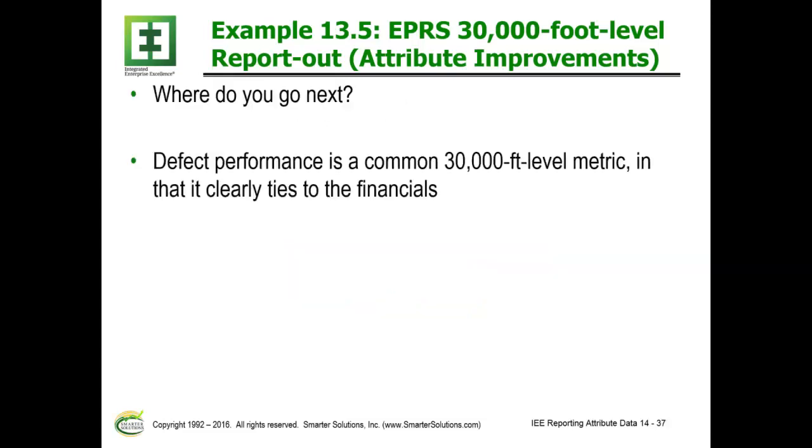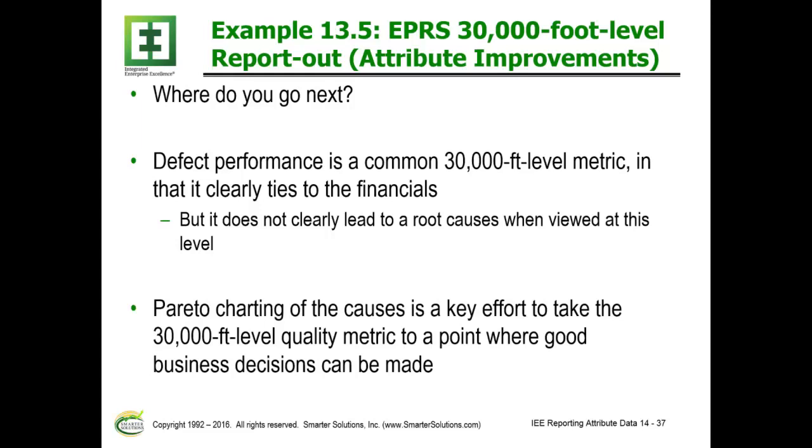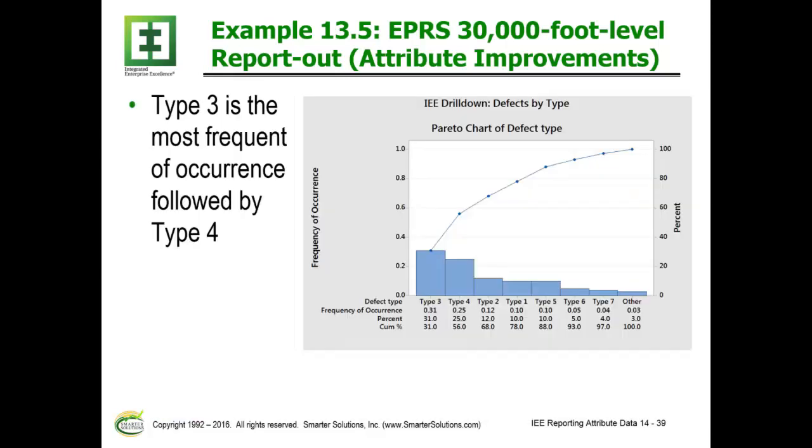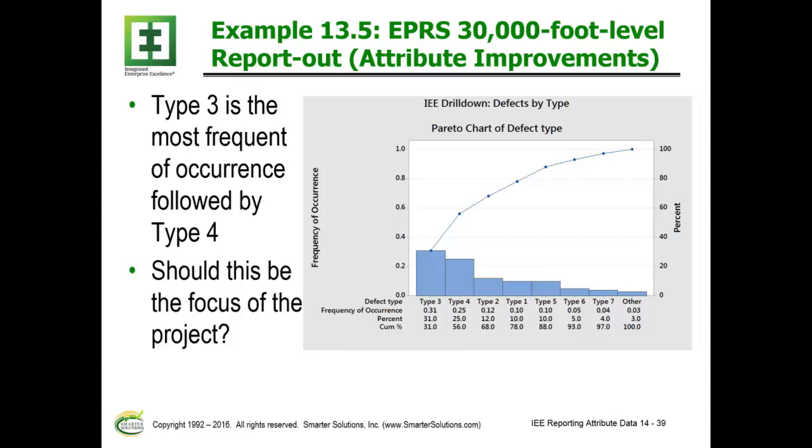So where do you go next? Well, let's say we wanted to improve this. One thing you could look at is the type of defects that you have. Pareto charts can be useful for helping you identify that. We do have a Pareto chart function in the EPRS. So if you go EPRS, run IEE Pareto chart, type 3 is the most frequent type of failure that occurs.